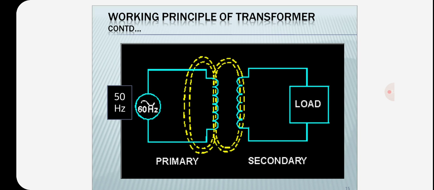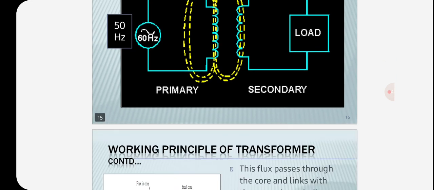Here it is observed that the AC supply is given to the primary winding, but an EMF is induced in the secondary winding. This concept is known as mutual induction, which is the basic principle of working of a transformer. So, using mutual induced EMF, the transformer works.